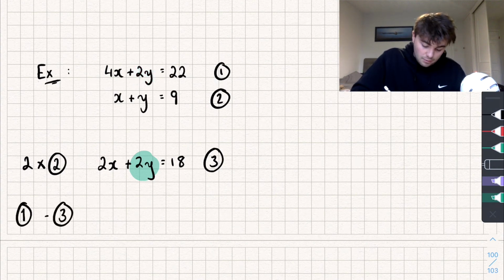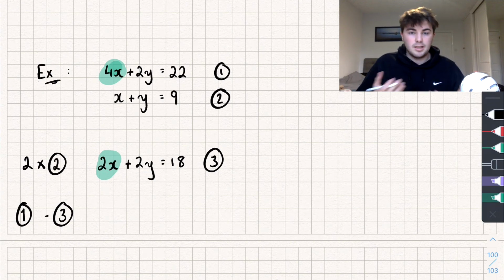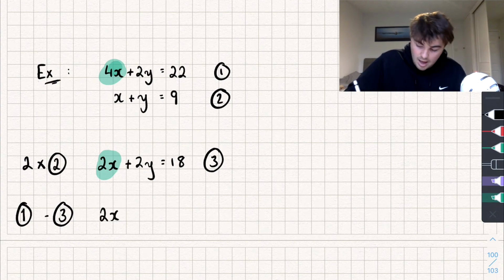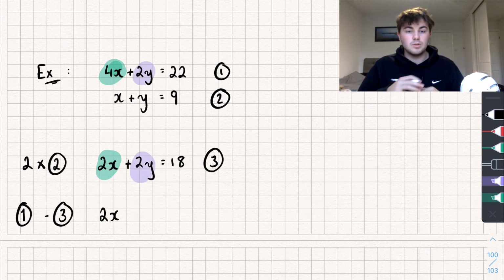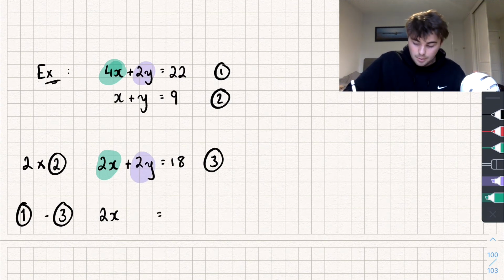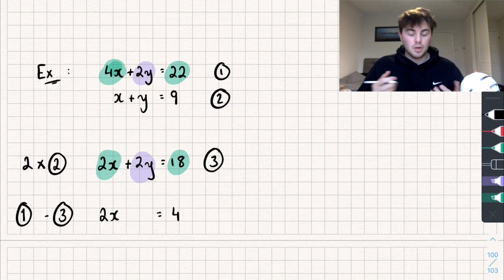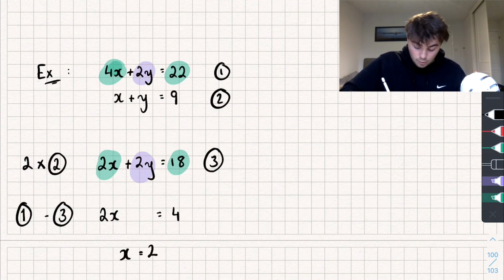When I do that, we're going to do 4x subtract 2x, which leaves me with 2x. And then we're going to do 2y subtract 2y, which leaves me with 0. So we've eliminated the y's. And that's going to be equal to 22 subtract 18, which is 4. So now I can divide both sides of the equation by 2, and I get x is equal to 2.